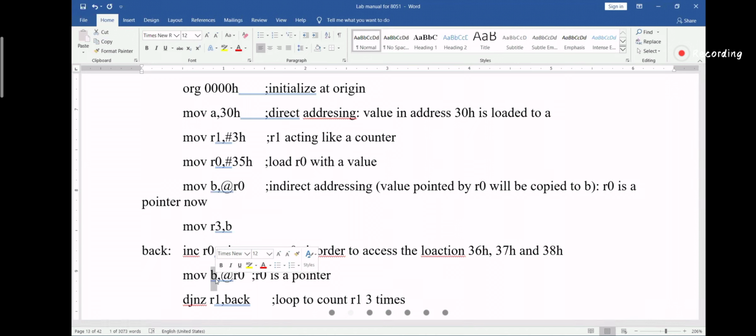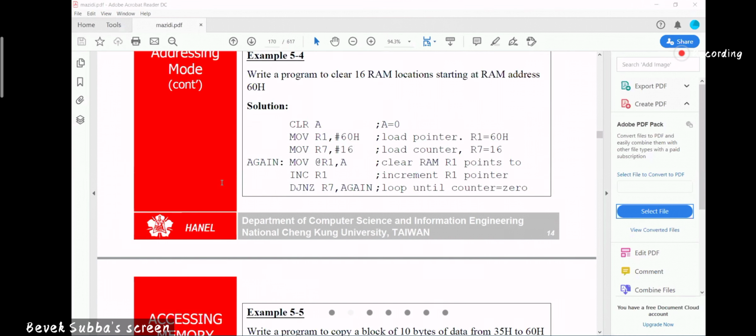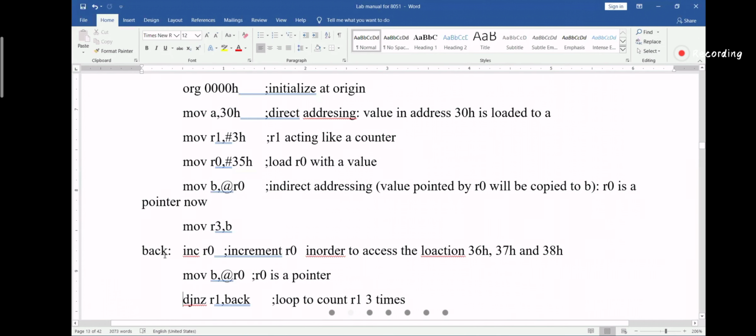Are you getting it or not? Now DJNZ R1: that time it will decrement R1 from 3 to 2. The 2 is not 0, so it will jump back, because it is decrement and jump if not zero. So decrement R1, but if it is not 0, jump back. Increment R0, that time R0 will be 38. Again, the value at location 38 will be moved to B.